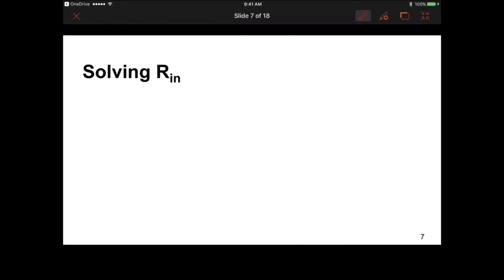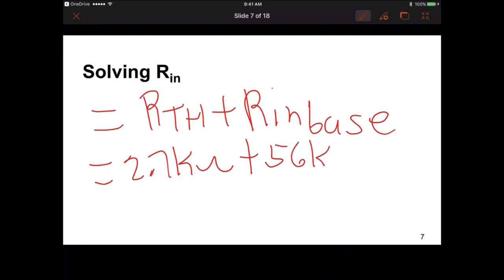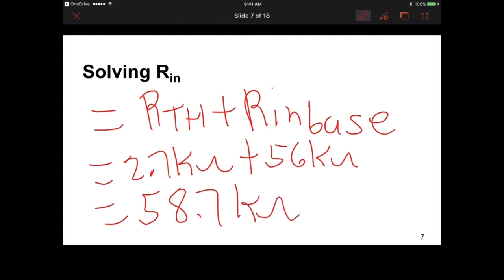R in is looking into the voltage divider, sort of from left to right. So that's going to be RTH plus R in base, which equals 2.7 plus 56, equals 58.7 kilo ohms.